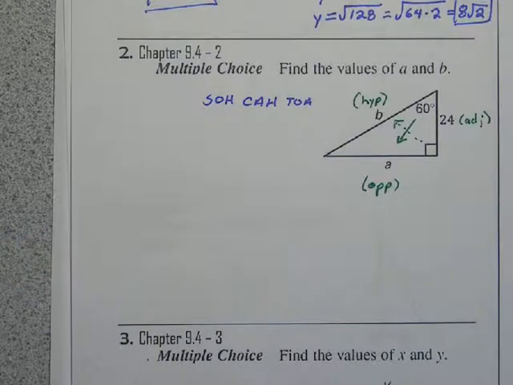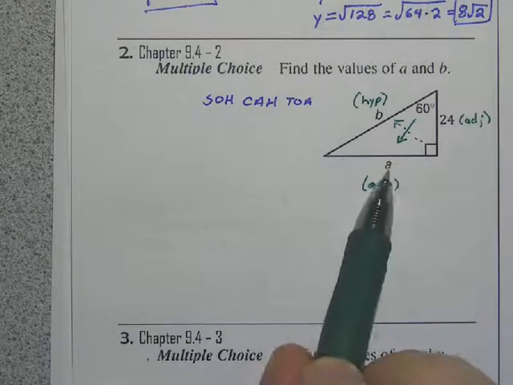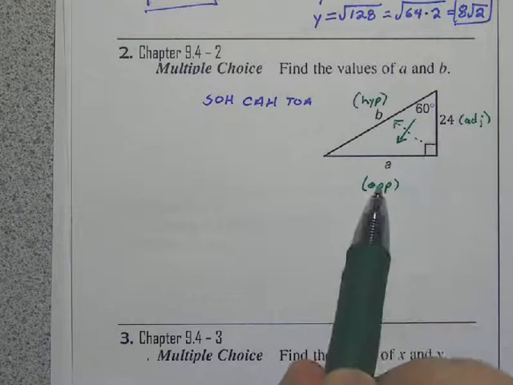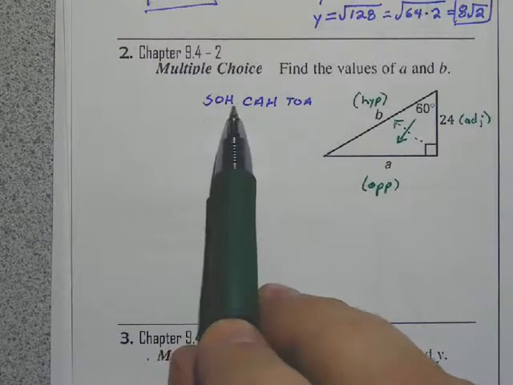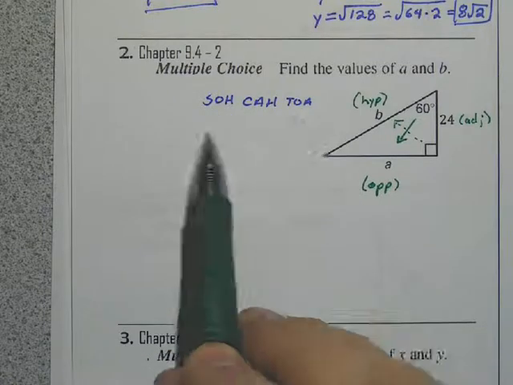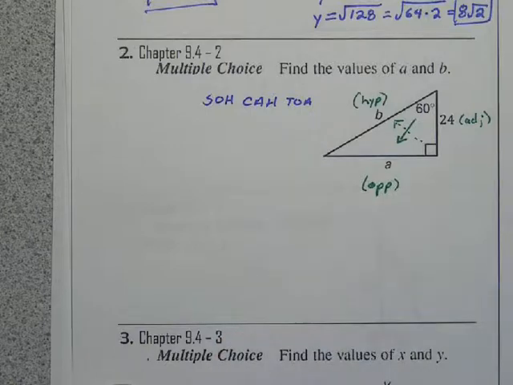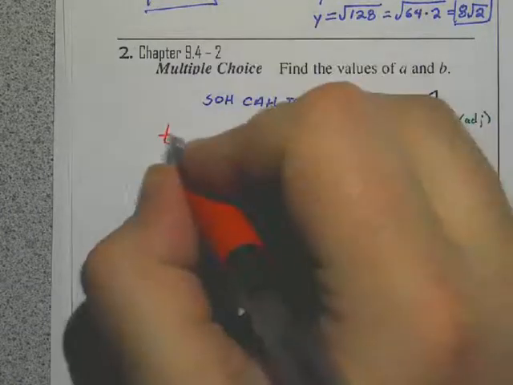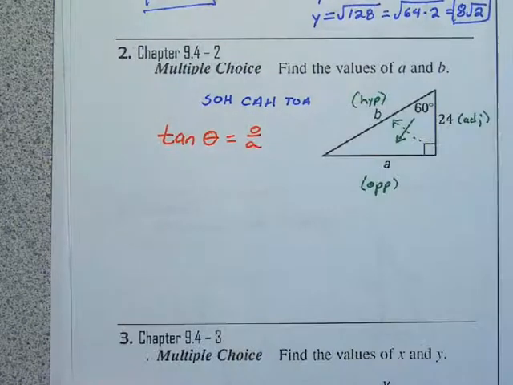Using that, I'm going to need to set up a trig ratio using one of these letters with the 24. If I start with opposite and adjacent, opposite over hypotenuse is sine, adjacent over hypotenuse is cosine, opposite over adjacent is tangent. So I'm going to use tangent because it has opposite and adjacent in it. So I'm going to set this up as tangent of theta equals opposite over adjacent.